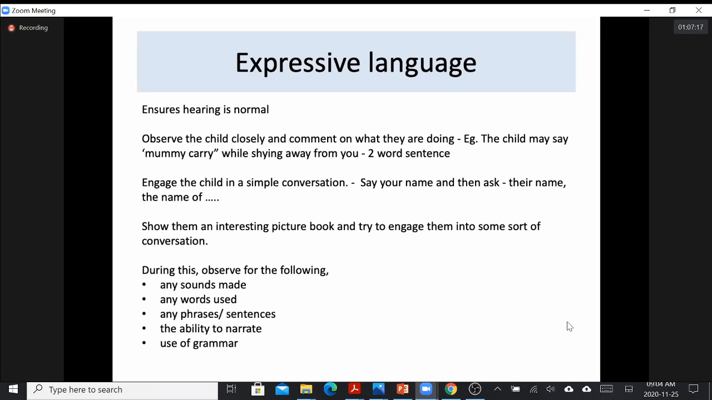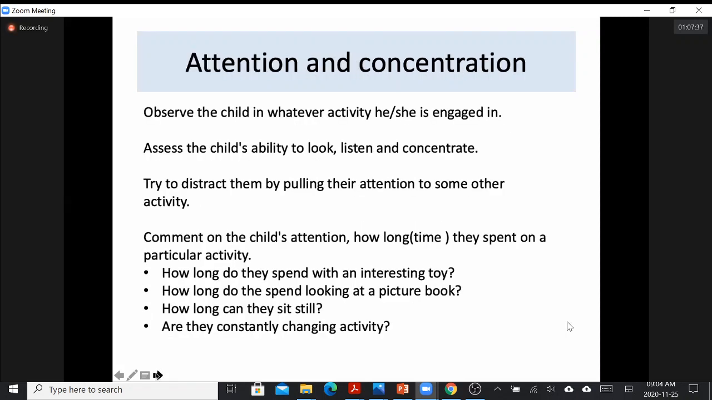We have to try and talk to them, maybe say your name, ask their name, show them an interesting picture book. So whatever noises they make, sounds they make, words they use, any phrases, sentences, then can they tell us a story? Is the language they are using grammatically correct? Those are the things we will check in expressive language.